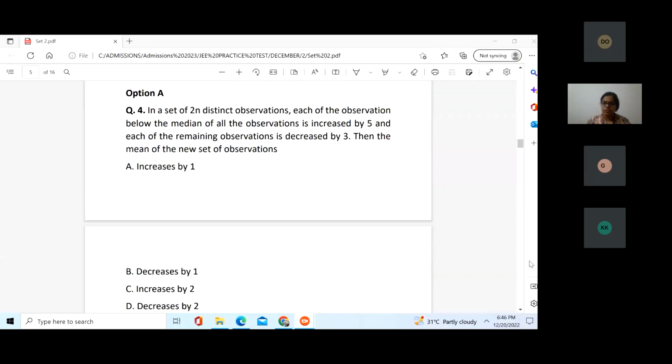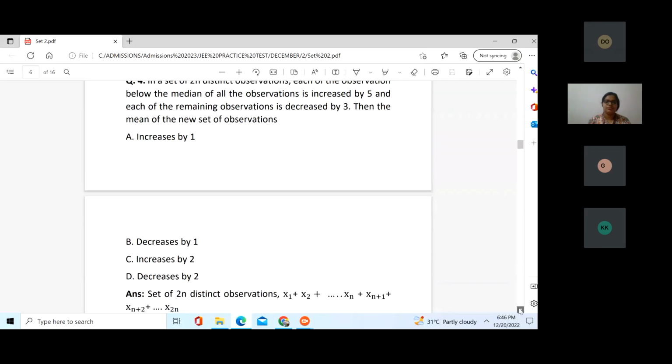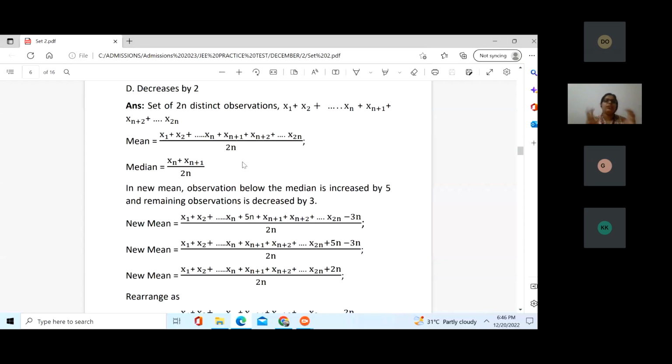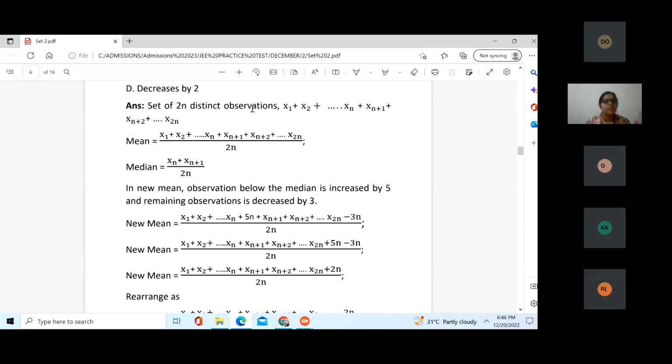Okay, it increases by 1. Let's see how it's happening. We started by thinking about 2n distinct observations. I started from x1, so the observations will be x1, x2, x3, etc. up to xn, then xn plus 1, xn plus 2, xn plus 3, etc. up to x2n. So these will be the 2n distinct observations.